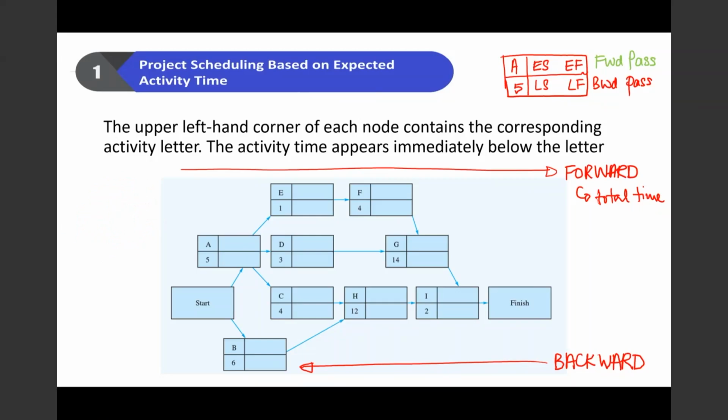So I'm going to go through the forward pass and backward pass very quickly. So in the forward pass, you know that activity A has 5. Since it comes from the start, the early start date is 0. So 0 plus 5 is 5, because this is your activity time.